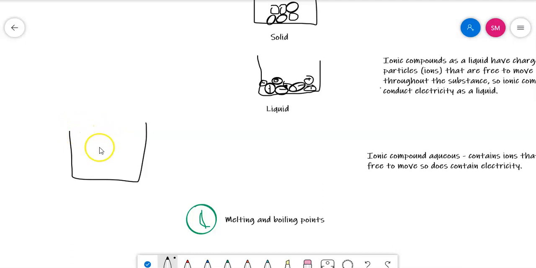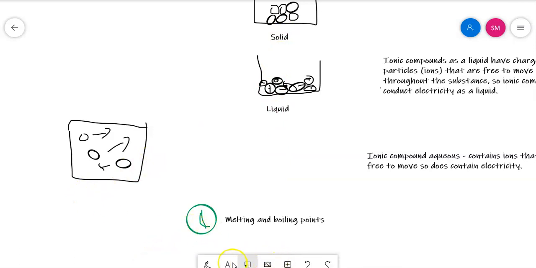In a gas, there's no force of attraction between the particles, and so they're free to move throughout their container. So let's have a closed container there. So that's solid, liquid, and gases. What we need to talk about is at which temperature a substance will change from solid to liquid and from liquid to gas. So remember, solid to liquid is the melting point; liquid to gas is the boiling point.